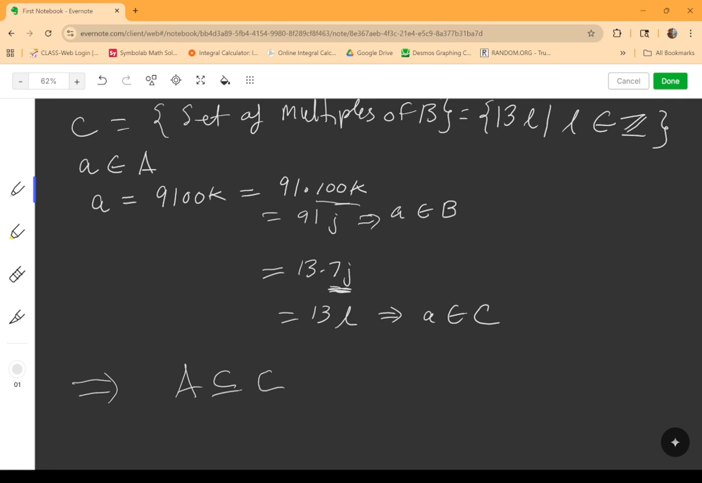So all multiples of 9,100 are also multiples of 13. This type of structure is what our book calls element chasing, where you set it up so that you show each element is a member of the other subset.